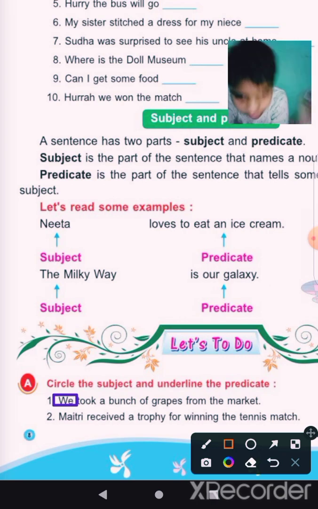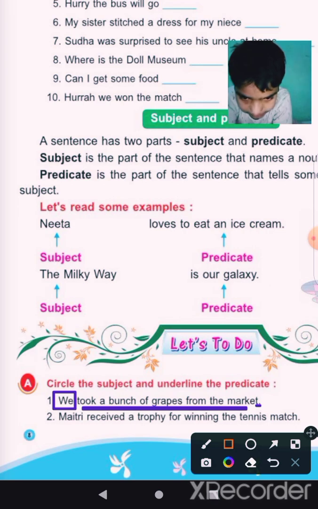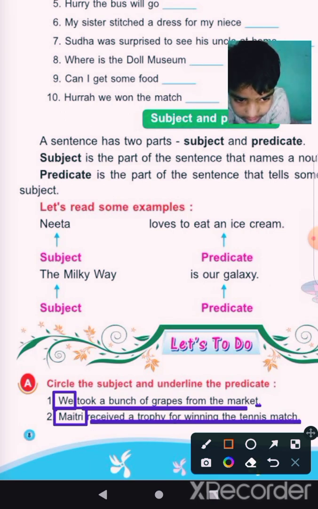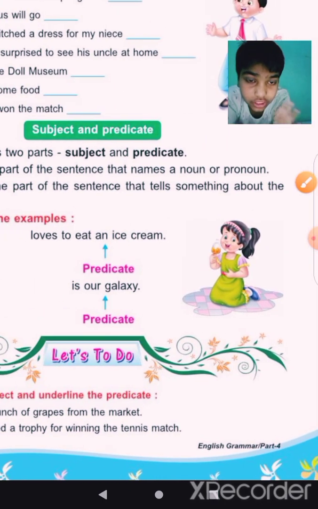V, and I have to underline it. V is the subject and took a bunch of grapes from the market is our predicate. Matiri received a trophy for winning the tennis match. So Matiri is the subject and the leftover sentence is our predicate.